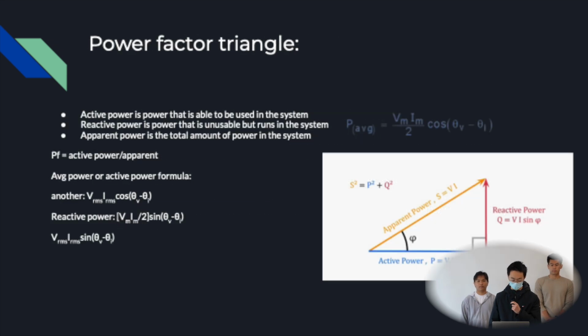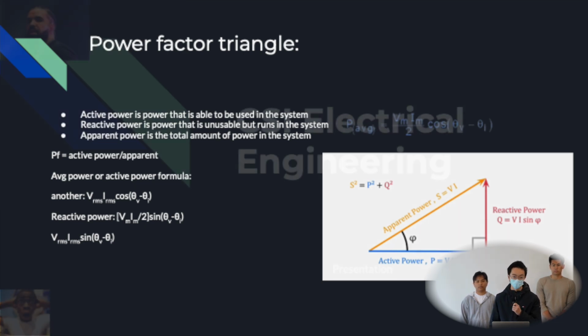Hi, my name is Victor. So the power factor triangle has 3 components essentially, which are active power, reactive power, and apparent power. Active power is power that is able to be used in the system, while reactive power is power that is unusable but runs in the system. And finally, apparent power is the total amount of power in the total system.